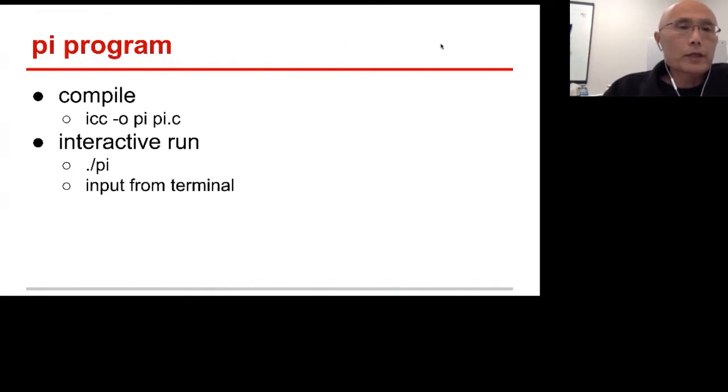You can compile it with icc -o pi pi.c. And you can try running it interactively. And it will ask you for input. The program basically calculates pi, and you give it the number of digits you want calculated. Just play around with that a little bit.